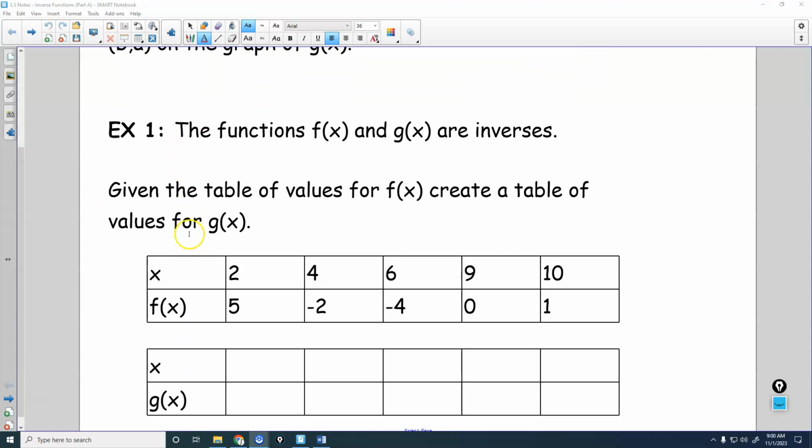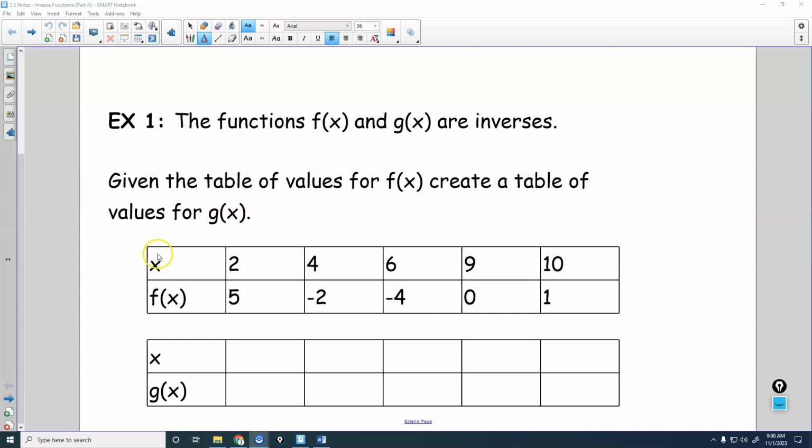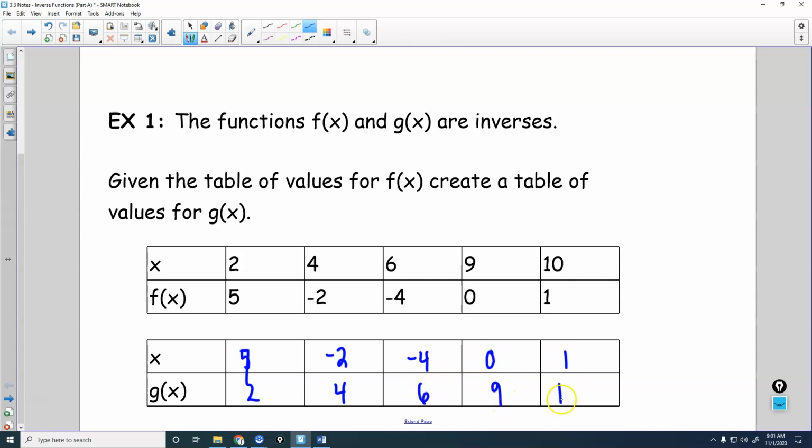So if we have functions f of x and g of x, and we know they are inverses, and they have given us a table with the points (2, 5), (4, -2), (6, -4), (9, 0), (10, 1), then if I'm asked for points on the inverse, here's all I've got to do. Flip them: (5, 2), (-2, 4), (-4, 6), (0, 9), (1, 10).